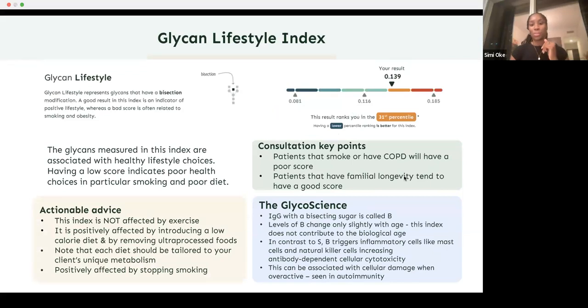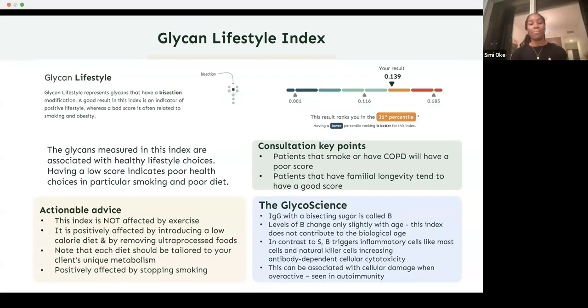Right, now moving on to the supportive indexes. So these indexes give a bit more information lateral to the actual glycan profile. They don't have a direct effect on the overall GlycanAge, but what they can do is give information about where they are in the lifestyle bracket. So is the lifestyle they're living effective for them, or is it potentially causing damage?